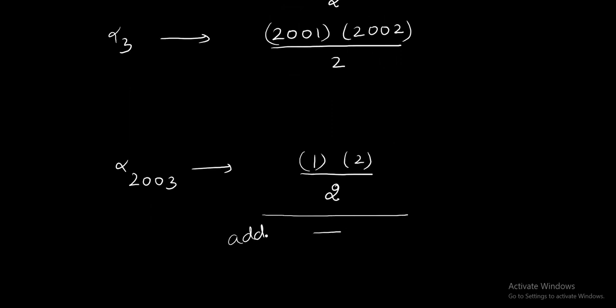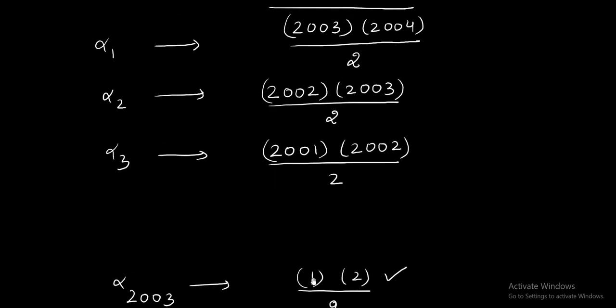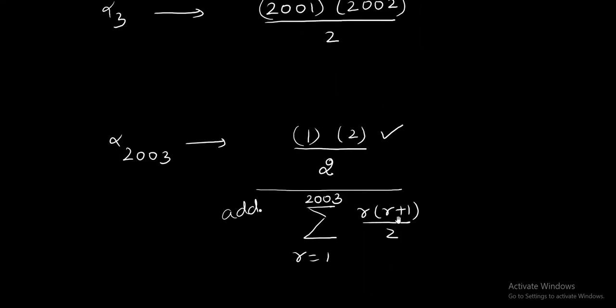So on adding, I can say that my answer turns out to be sigma r into r plus 1 by 2, where r starts from 1, meaning from here, and goes till 2003, meaning this case. So r's value goes 1, 2, 3 up to 2001, 2002, 2003. Everywhere we have the similar pattern, so I have written it like this. I need to get the sum of this one.